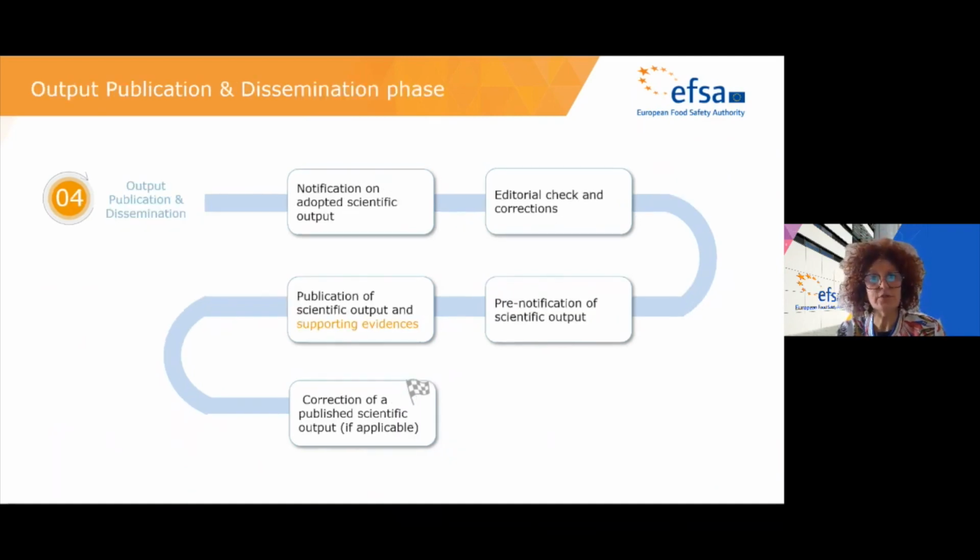At the level of publication, we are notified when an opinion is adopted. So this is in our catalog of services. Then we also have an editorial check and final editing of the opinion. We pre-notify the scientific output, and then it's published on the website. And here it's published with the supporting evidence. So here it's complemented. One of them, for example, is the annex with the comments of the public consultation and how they have been considered by the panel. So additional evidence is published. The last box is not desirable: it is for the case where we need to modify after publication and make a correction, but it's not a step we would like to encounter.